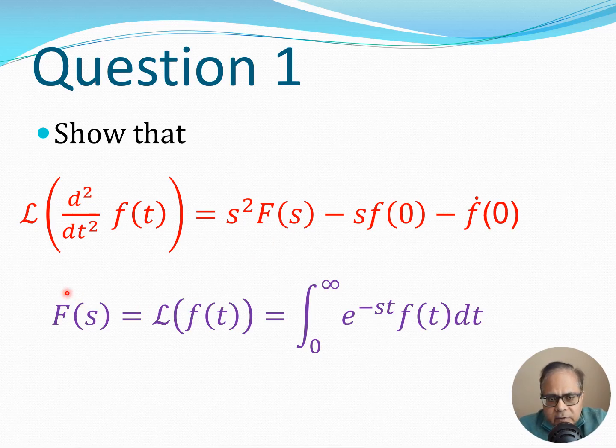So let's start with this first question, which is: show that the Laplace transform of the second derivative of f(t) equals s squared F(s) minus s f(0) minus f dot(0). So of course here the capital F(s) is the Laplace transform of f(t). It's just a shorthand way of representing this particular value here.